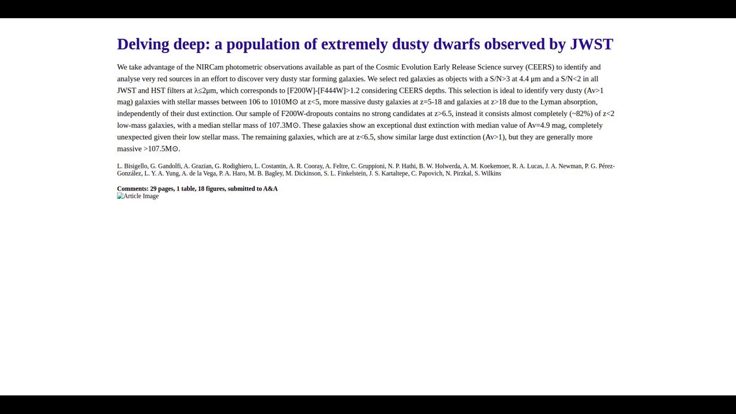Our sample of F200W dropouts contains no strong candidates at z greater than 6.5. Instead, it consists almost completely of z less than 2 low-mass galaxies, with a median stellar mass of 10^7.3 solar masses. These galaxies show an exceptional dust extinction with median value of Av equal to 4.9 mag, completely unexpected given their low stellar mass. The remaining galaxies, which are at z less than 6.5, show similar large dust extinction, but they are generally more massive, greater than 10^7.5 solar masses.